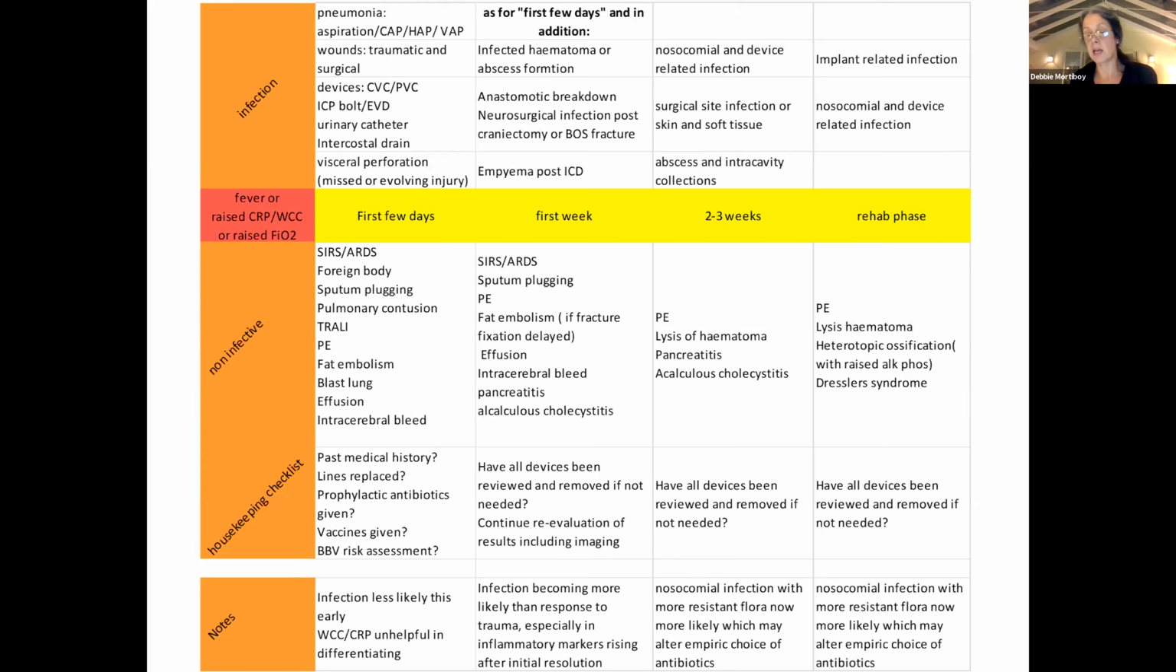And of course, we're still in this rehab phase, with the patient still in a healthcare environment. So if we do get infection, there's a higher risk that it's going to be more resistant. And again, we'll alter our empiric choice of antibiotics.